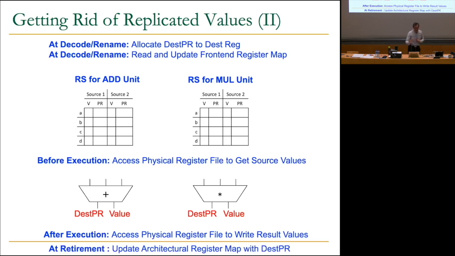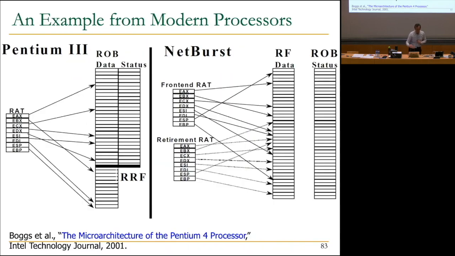At retirement, we update the architectural register map with the destination physical register if the instruction is oldest and didn't cause any exceptions. And this is a modern processor. Basically, Pentium 3 was like what we discussed yesterday; NetBurst, or Pentium 4 in Intel, is essentially what we described. This is the front-end register map, front-end RAT, as they call it. It points to some registers in the physical register file. And this is the retirement RAT, or architectural or backend register map. It points to some other physical registers. They may be the same if the architectural register did not get renamed by an instruction that's producing a new value of that register.